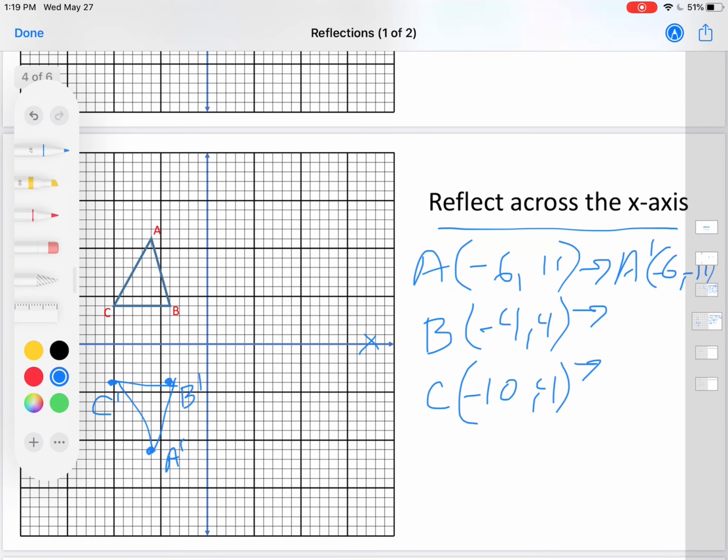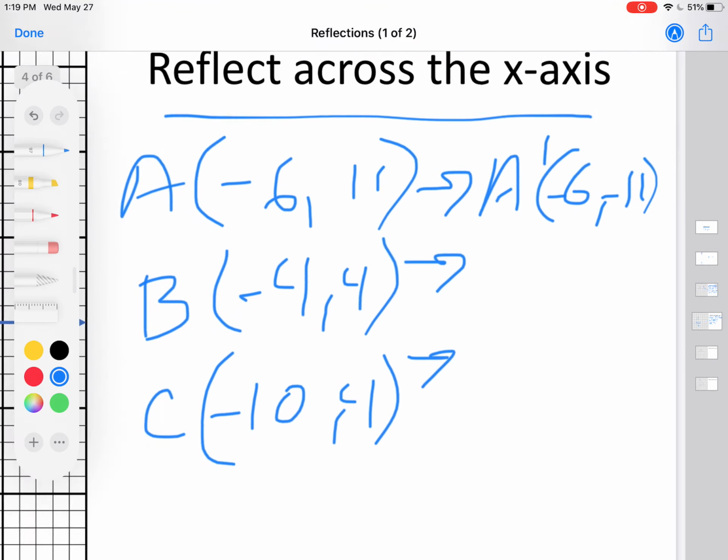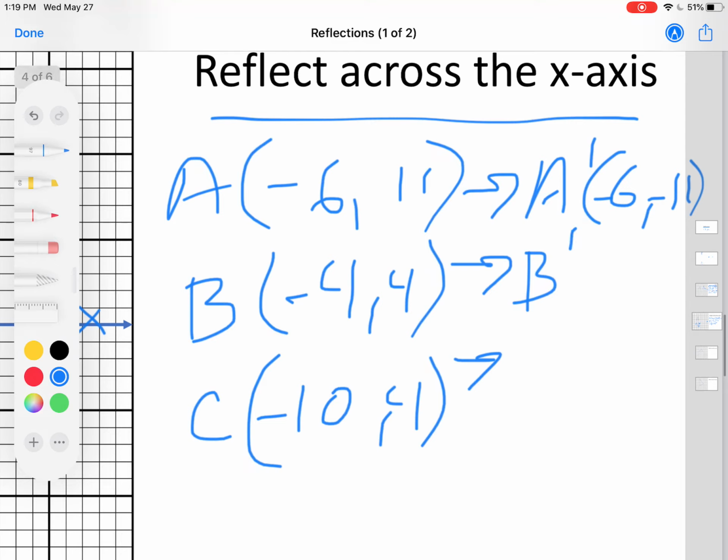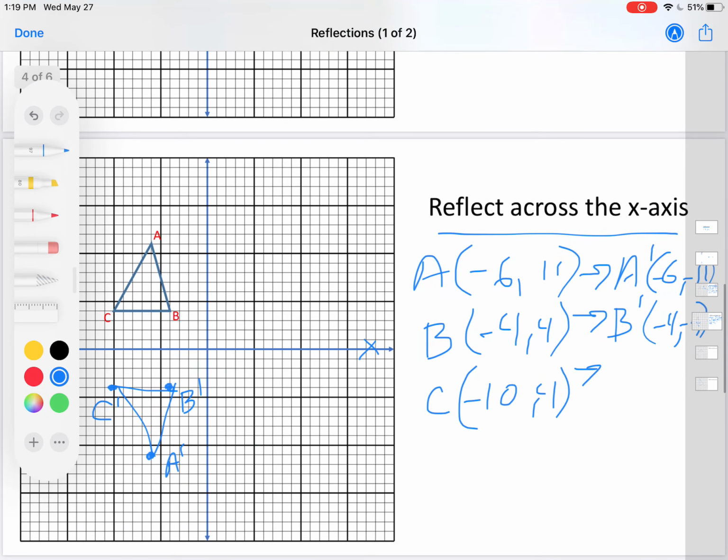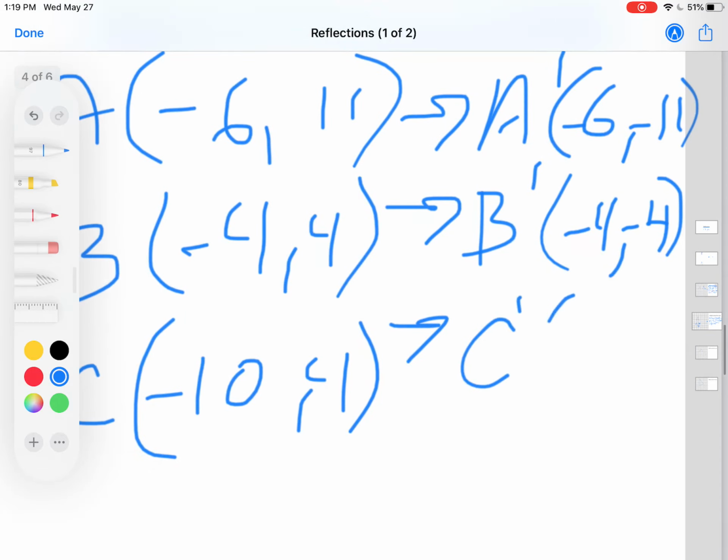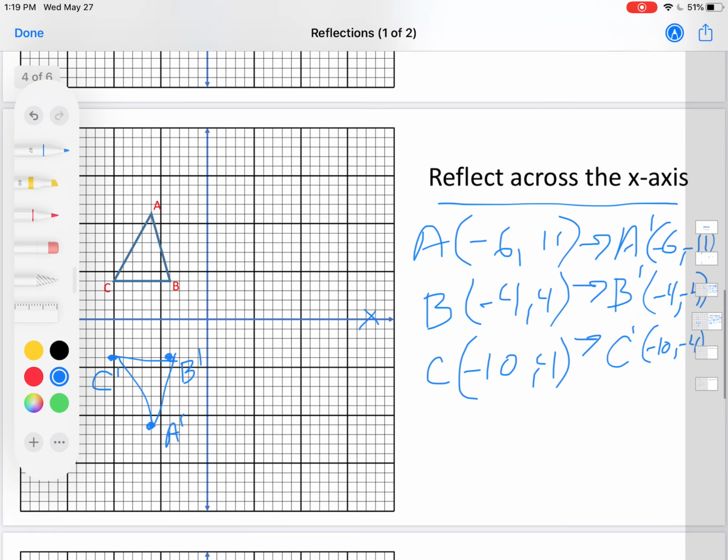Let's see what happened to B prime. It's down here. It's -4, -4. What happened to C prime? It's down here. It's -10, -4. So let's see what happens to the coordinates.